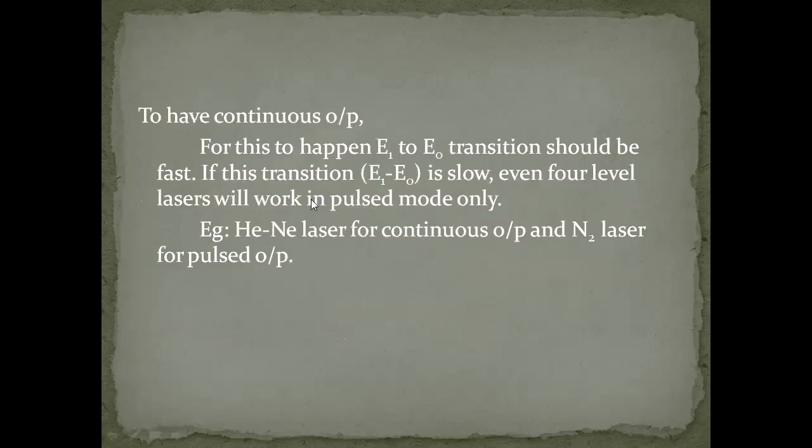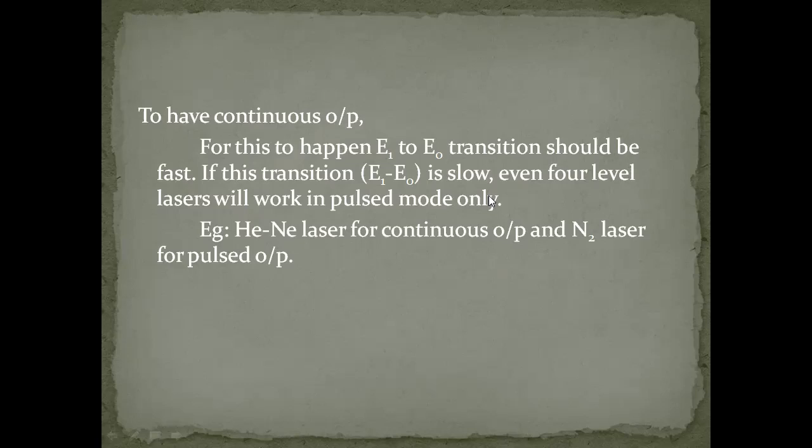To have a continuous output, E1 should be a normal energy state, so that the transition from E1 to E0 is faster, and atoms will be ready for pumping from the E0 energy level to the E3 energy level. If the E1 to E0 transition is slower, what happens? You'll get pulsed output only.